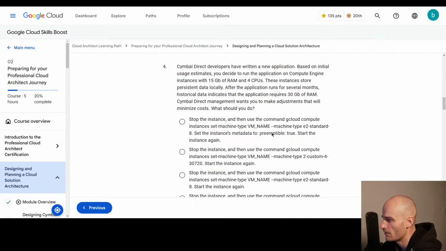Simple Direct developers have written a new application. Based on initial usage estimates, you decide to run the application on Compute Engine instances with 15 GB and 4 CPUs. These instances store persistent data locally. After the application runs for several months, historical data indicates the application requires 30 GB of RAM. Simple Direct management wants you to make adjustments that will minimize costs. What should you do?